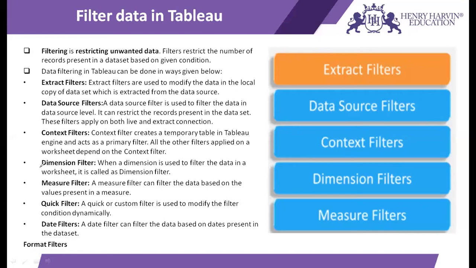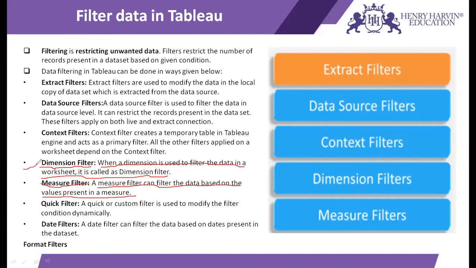which is our dimension filter. So when a dimension is used to filter the data values, we say it is a dimension filter. Similarly, when a measure is used to filter out the values, we say it is a measure filter. So I think you guys remember what a dimension and measure filter is.